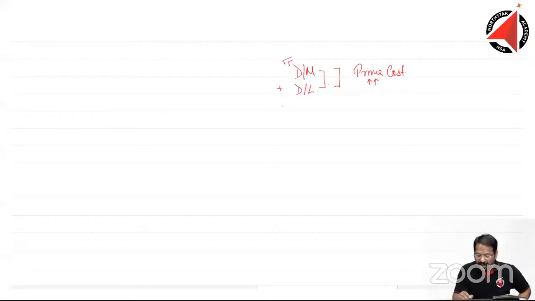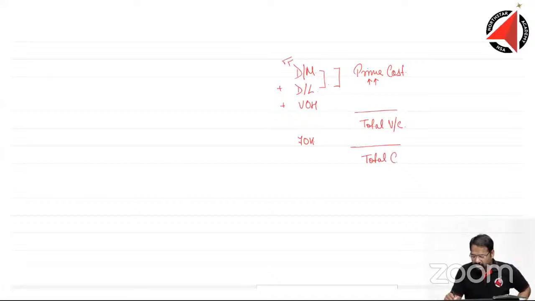Now, with prime cost, we add variable overheads. This becomes total variable cost. We add fixed overheads. This becomes total cost. Out of this cost, which are the two indirect costs? So these two are indirect cost.